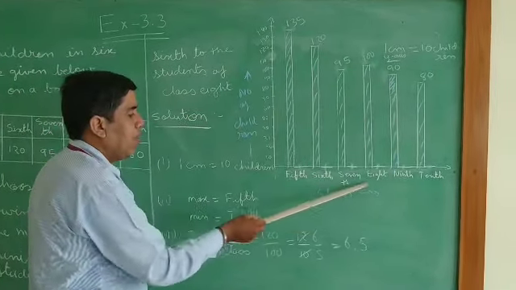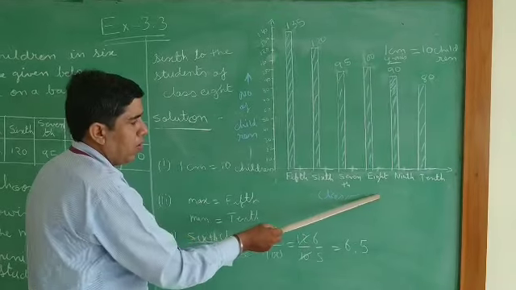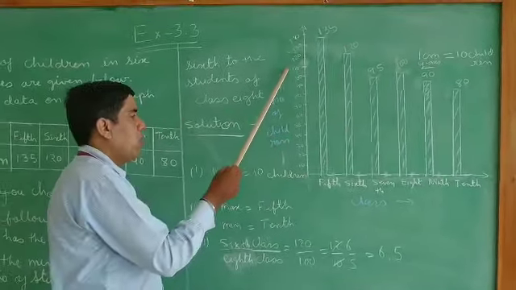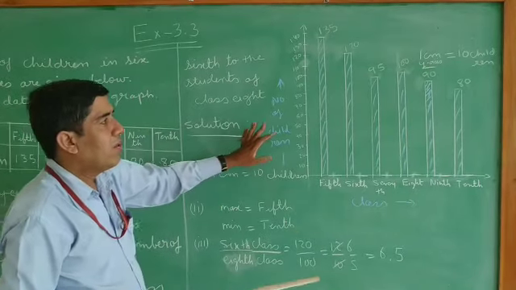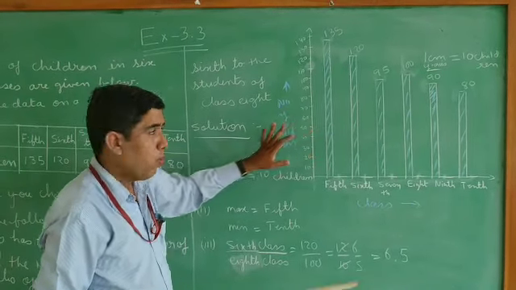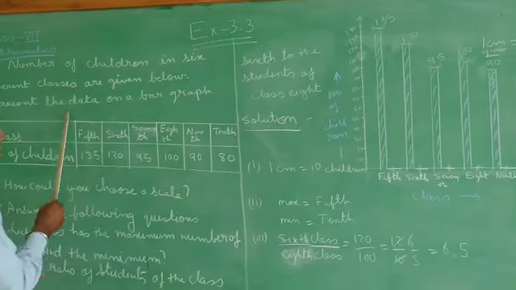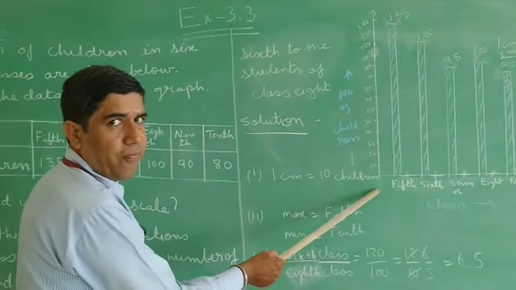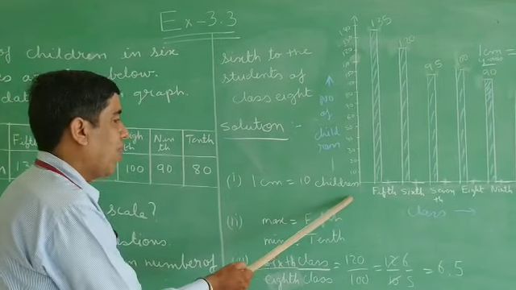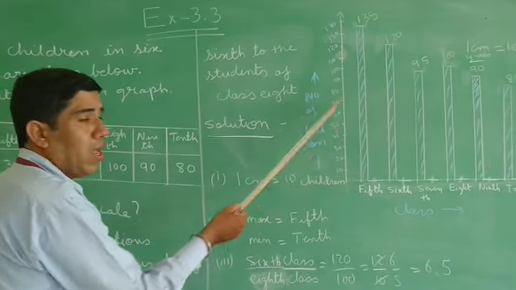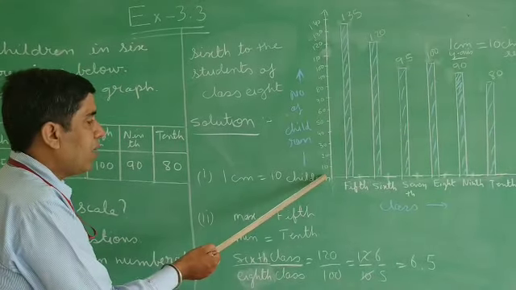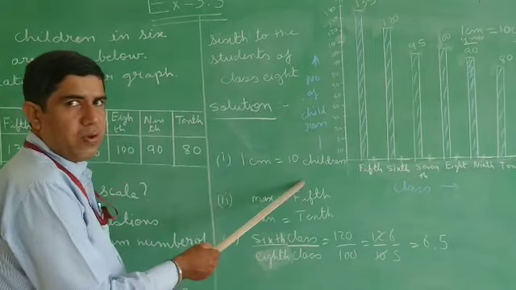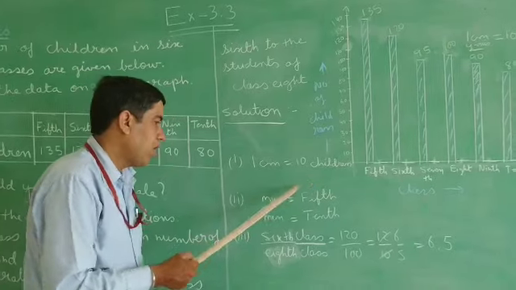Now, the class is independent, so I have taken it on the x-axis, and the number of children is dependent, so I have taken it on the y-axis. First, this graph should be drawn, because see what is given here: represent the data on a bar graph. So you have to draw the bar graph. This is the first part. After drawing the graph, by seeing the graph, you have to give the answers to the following questions. So 1 centimeter we have taken as 10 children.